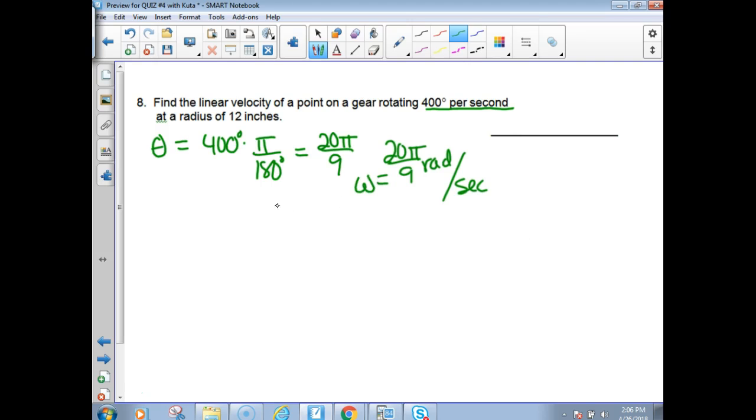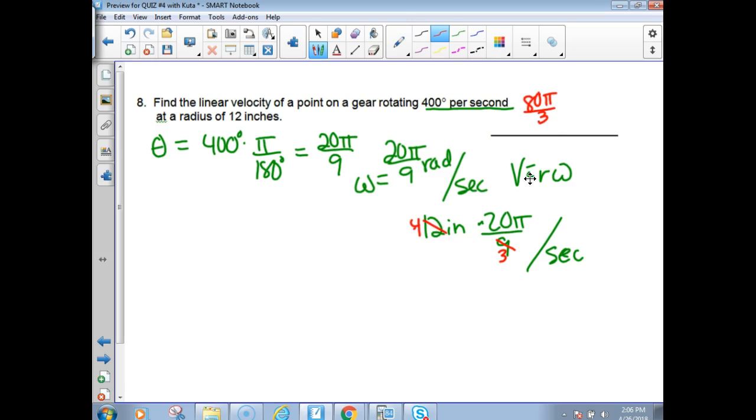It says find the linear velocity. The formula is V equals r times omega, so just multiply this by 12, sorry. 12 inches times 20 pi over 9 radians per second, and it'll be inches per second. If you calculate this, I'll show both ways. Divide by 3. That'd be 80 pi over 3, and it would be in inches per second. In decimal form, it's 83.8 inches a second.